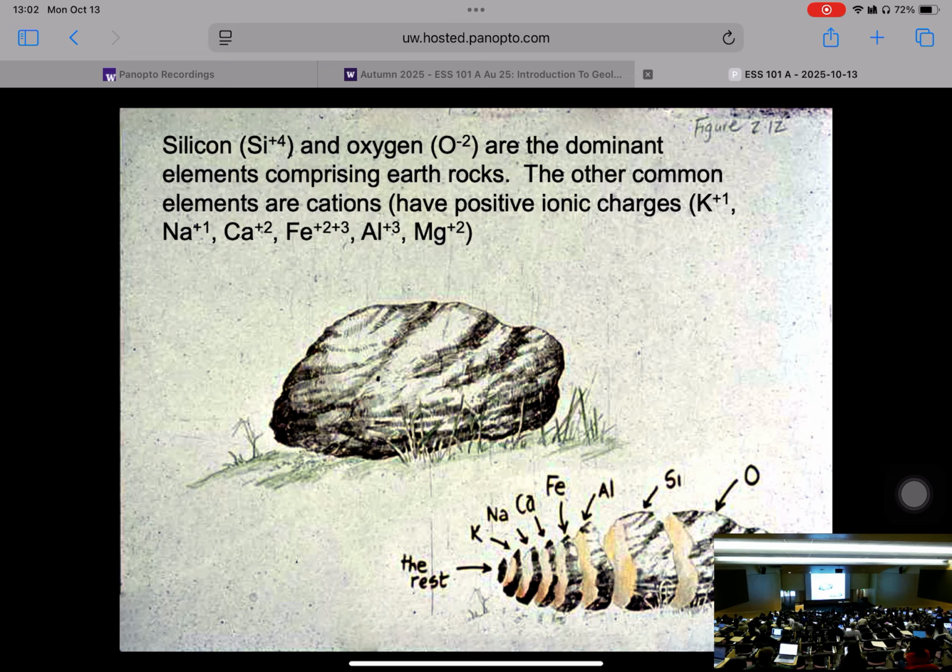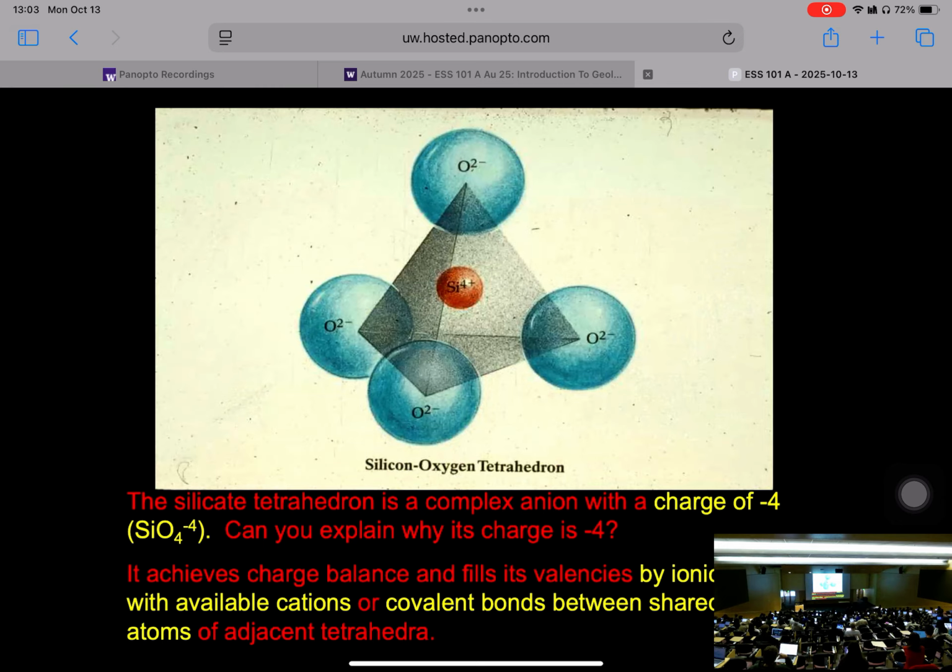The important thing to note is if you look at all the other elements, silicon is +4, oxygen is -2. All the other elements that make up rocks are cations. They're all positively charged atoms, or will tend to give up electrons in their bond. And so that tells you something. They're bonding with silicon and oxygen, or the silicate structure. What does that tell you about the charge state of the silicate structure if everything that's bonding with it is cations? It's negative, and indeed it is.